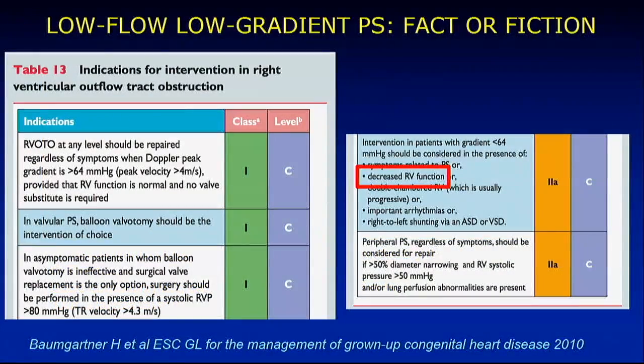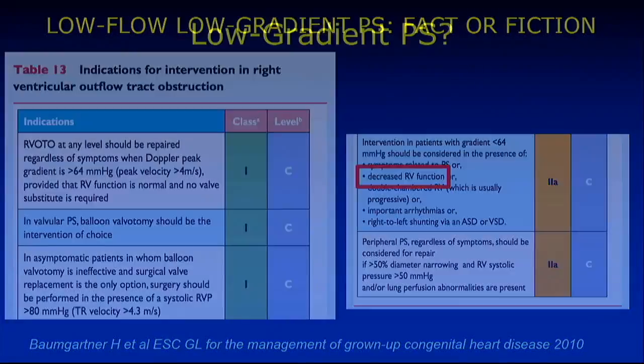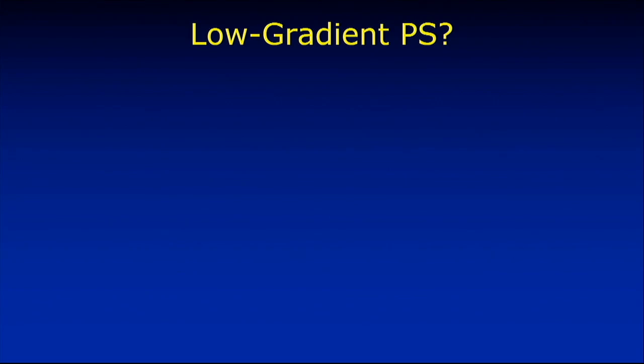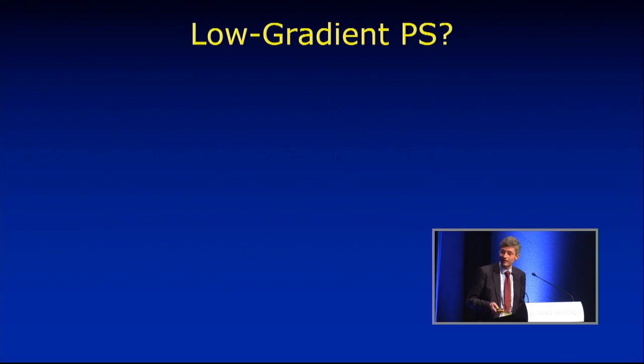When we look at the guidelines, there's only one comment we made that makes us aware of the problem. For the recommendations of intervention in right ventricular outflow tract obstruction, you can see that there is a 2A recommendation that intervention should even be considered with a gradient lower than 64 millimeters mercury in patients who have decreased right ventricular function. Again, we were not more specific because there was no data to be more specific in the guidelines. Now, does that mean this is not an issue? Nobody appears to be interested in that.